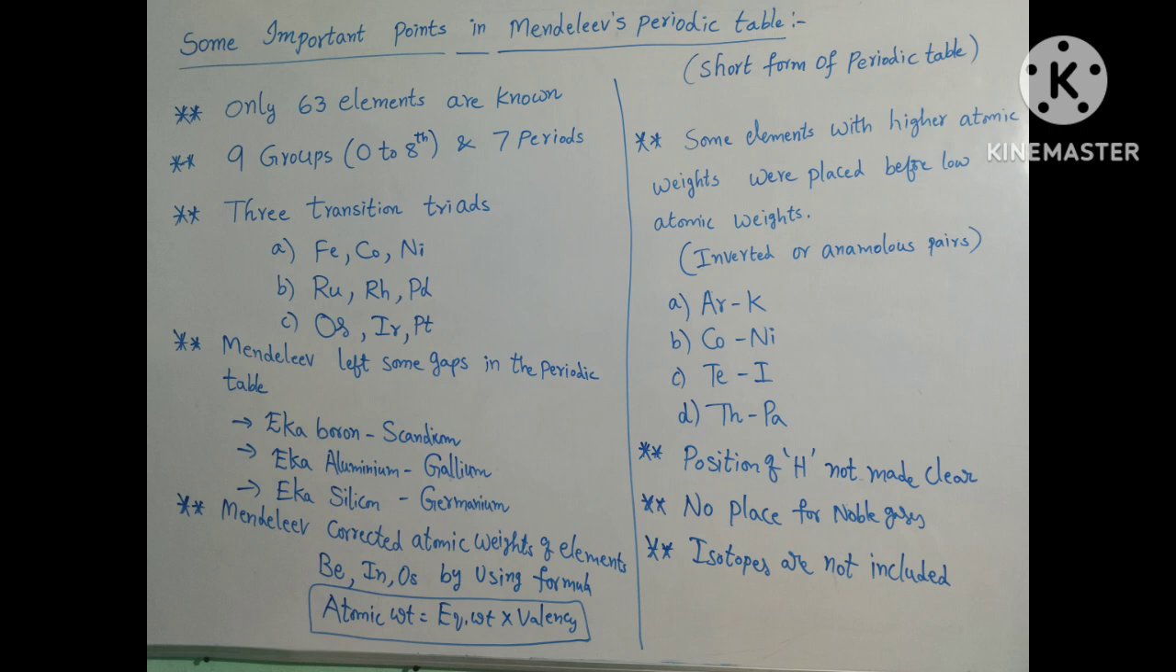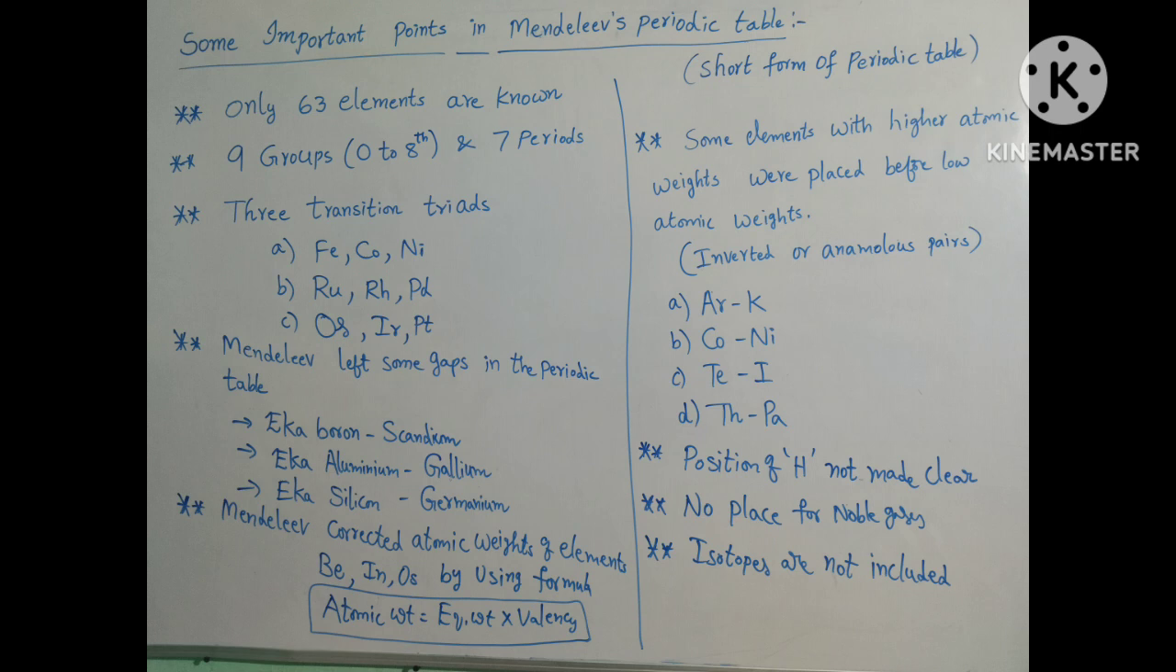Next, the Mendeleev periodic table is classified into horizontal rows and vertical columns. Horizontal rows are called periods and vertical columns are groups. That means in Mendeleev's periodic table, 9 groups, 0 to 8, and 7 periods are present. Next important point, in these, 3 transition triads are present. First one is iron, cobalt, nickel. Second transition triad is ruthenium, rhodium, palladium. Third one is osmium, iridium, platinum. Again, a very important one.